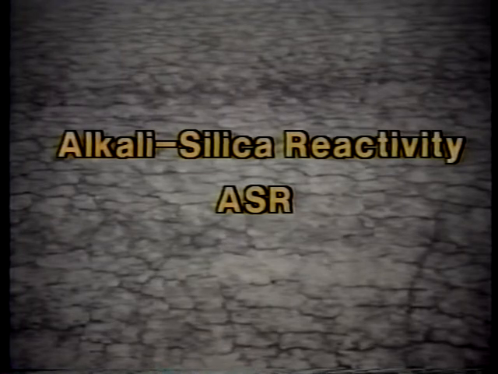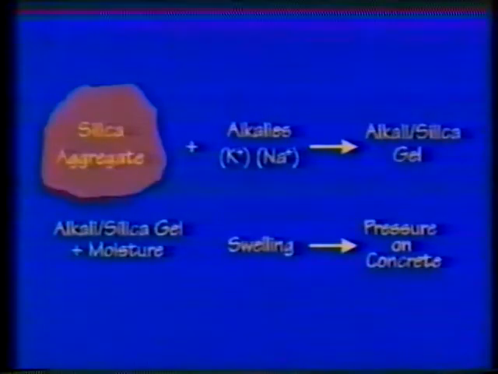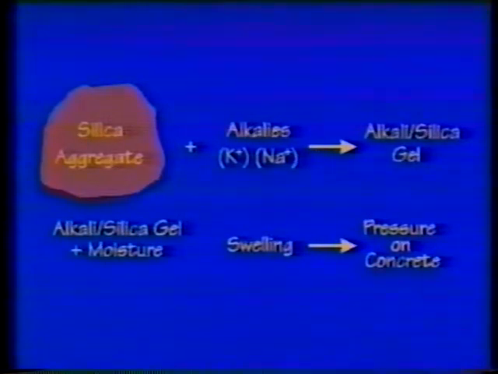Alkali-Silica Reactivity, or ASR for short, is one of the major causes of cracking in concrete. To put it simply, a gel-like material forms when moisture causes a chemical reaction between alkalis in the cement and silica in the aggregate. As the gel expands, pressure causes the concrete to crack.